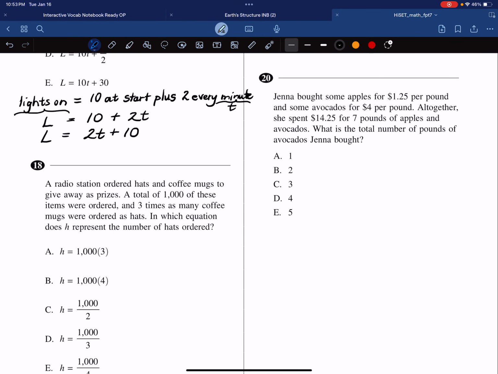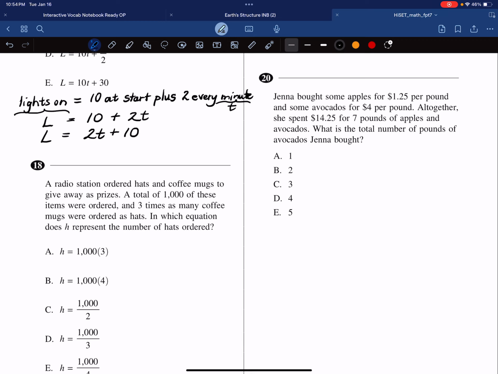Number 20. Jenna bought some apples for $1.25 per pound and some avocados for $4 per pound. Altogether, she spent $14.25 for 7 pounds of apples and avocados. What is the total number of pounds of avocados Jenna bought?